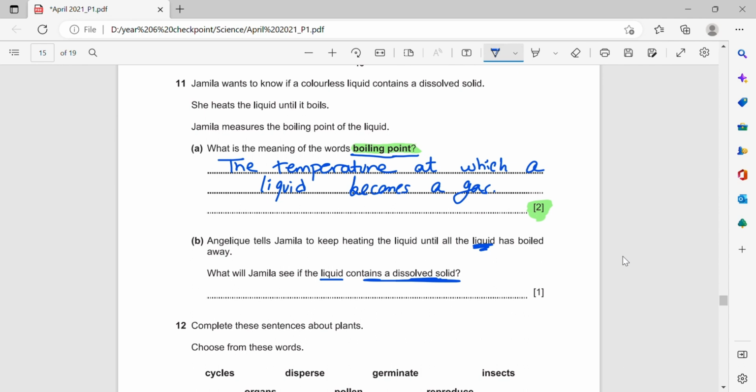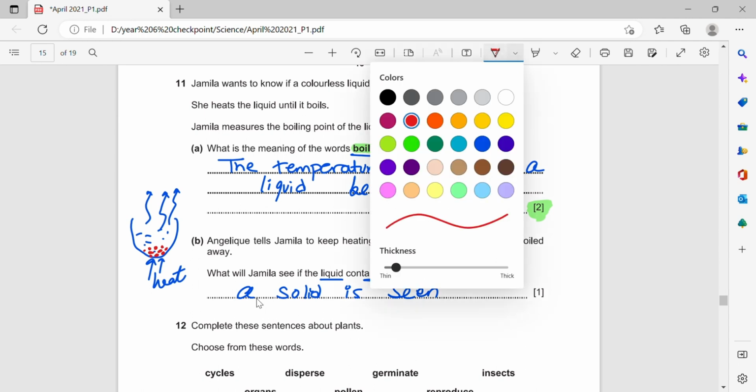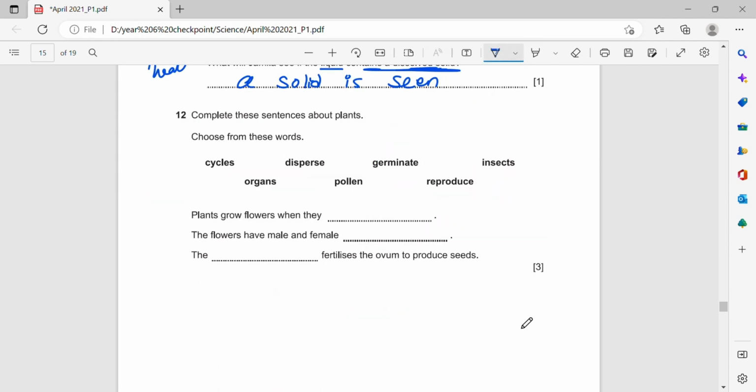It's left behind after the evaporation of the liquid. Great. So a solid is seen. A solid is seen. Okay. So here I have the colorless liquid and I heat it up. The liquid will evaporate. Then we will find at the end, if it has a solid, a solid is seen. That is the residue that is left behind.